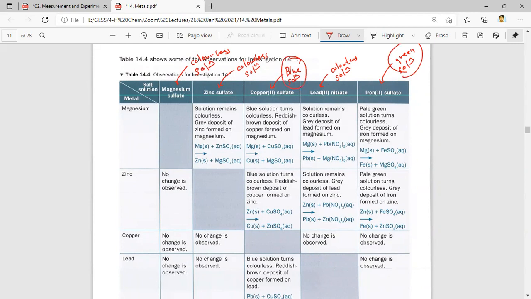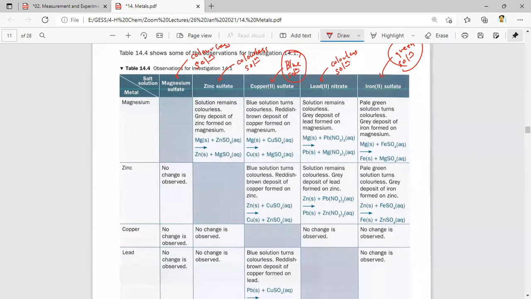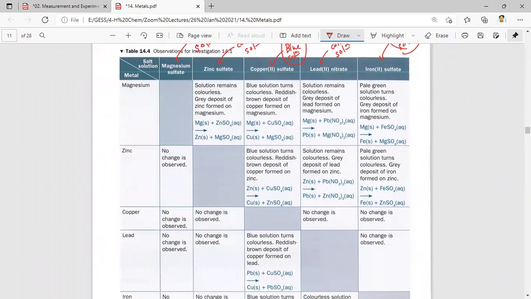What other thing can you take note of is this. Magnesium. Sorry, let me erase this. Zinc is actually a gray deposit. So zinc itself is a gray solid, and this one here is a gray solid. Based on this, what else do you know? If you really look at it, this one here is also a gray solid that you can pick up from all the various observations.